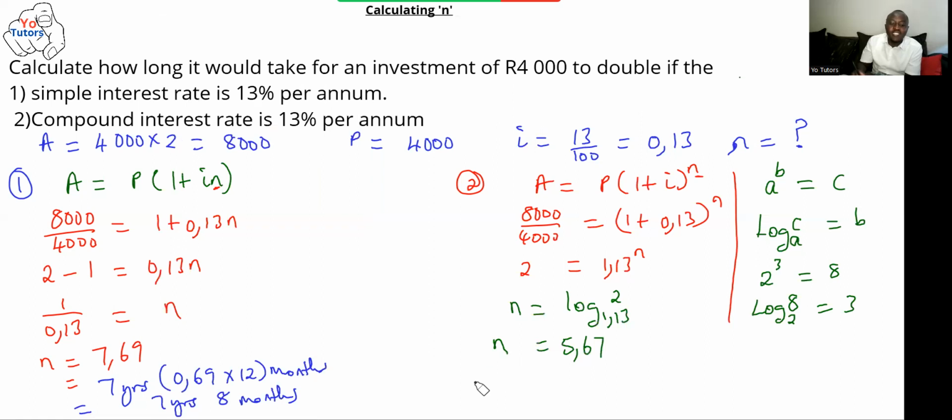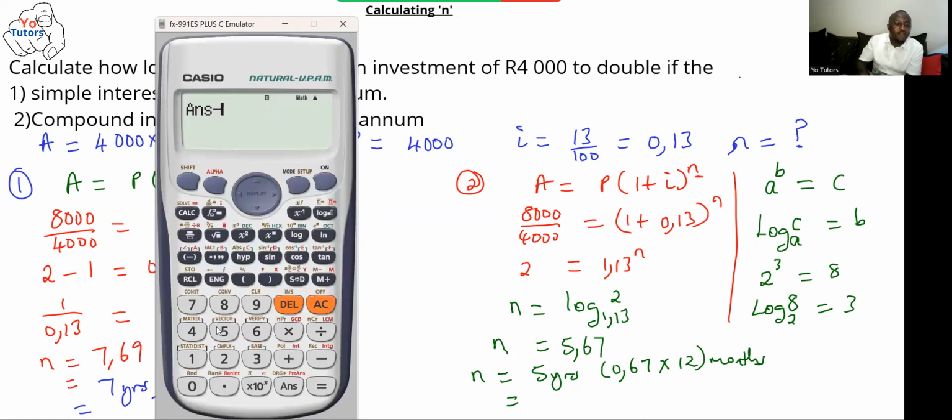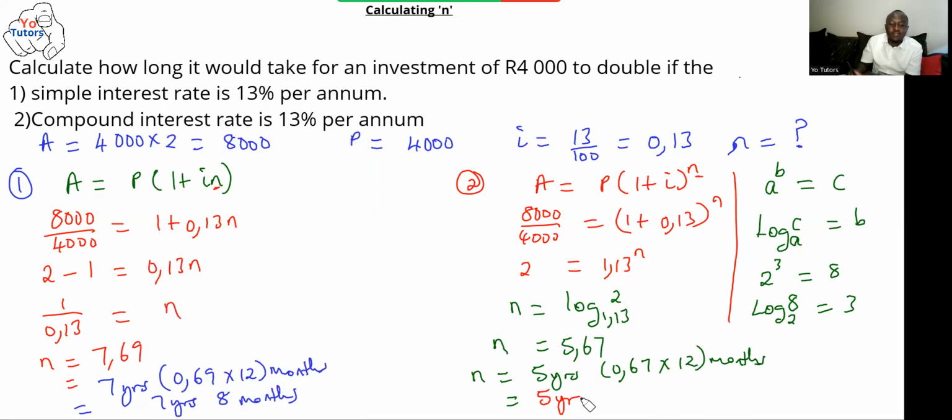What does it mean? It means it is 5 years, and in brackets 0.67 times 12 months. So we say minus 5 there. What do we get? Times 12. There we are, we're getting 8 months. So here it's going to be 5 years, 8 months. So this is 5.67 years.